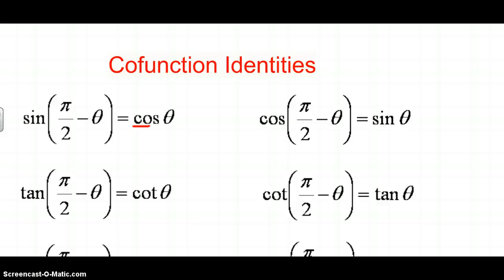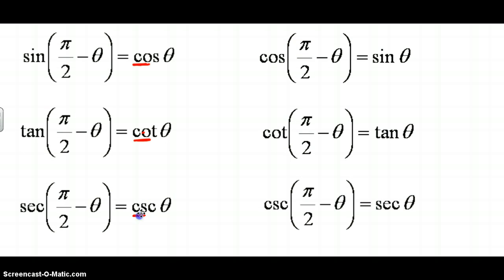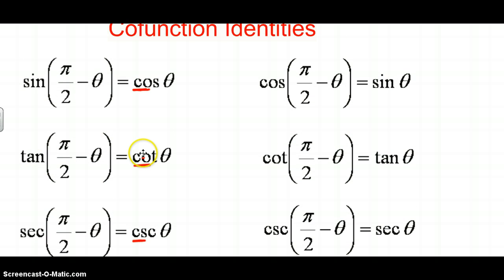Alright, our next set of identities are the cofunction identities. So sine and cosine, tangent and cotangent, and secant and cosecant. So they're not the reciprocals, although tangent and cotangent serve as both.